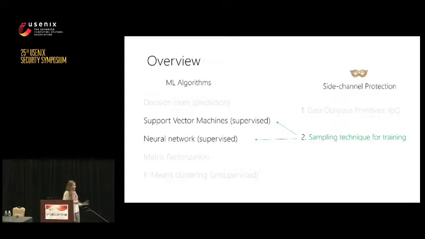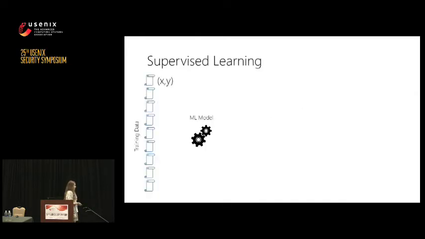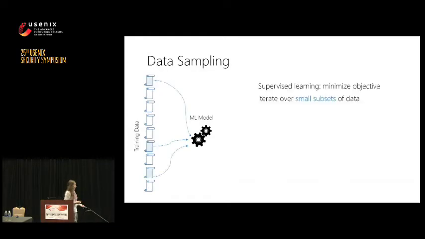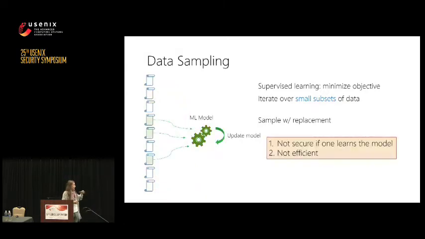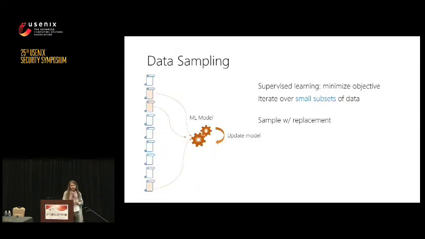Okay, so these were the primitives. Now let us take a step back and look at the actual training phase of some of the machine learning algorithms, in particular the supervised ones. In supervised learning, you are given training data, which consists of your features and then your label y, and then you train the model. The way the model is often trained is by taking a small subset of the data and updating your model, then taking another subset, updating your model, and keeping going. So as you can see, we are sampling with replacement here.